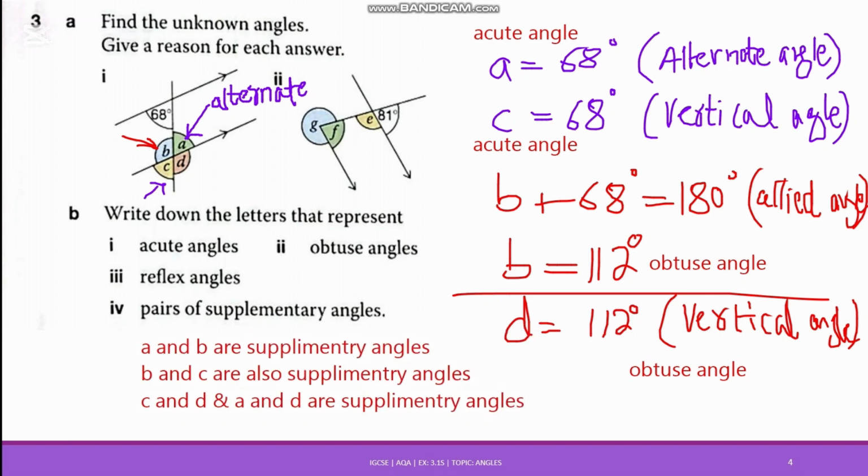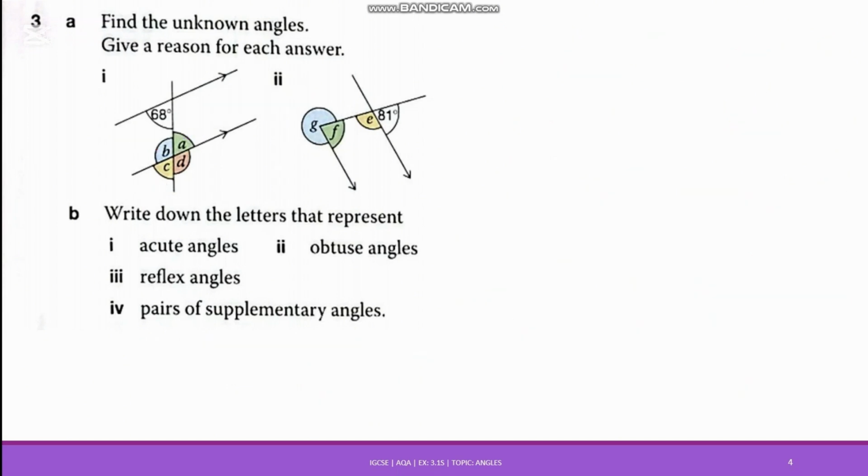Now let's do part 2 of question number 3. Here, for the size of E, we will consider a straight line, this straight line. So the size of E will be actually equivalent to 99 degrees, because the sum of angles on a straight line should be 180 degrees. So we will just write that this angle is on a straight line. So this is the reason behind it.